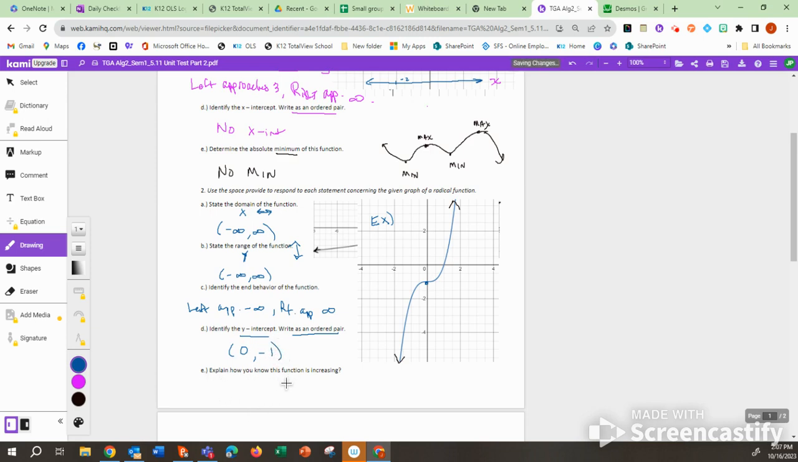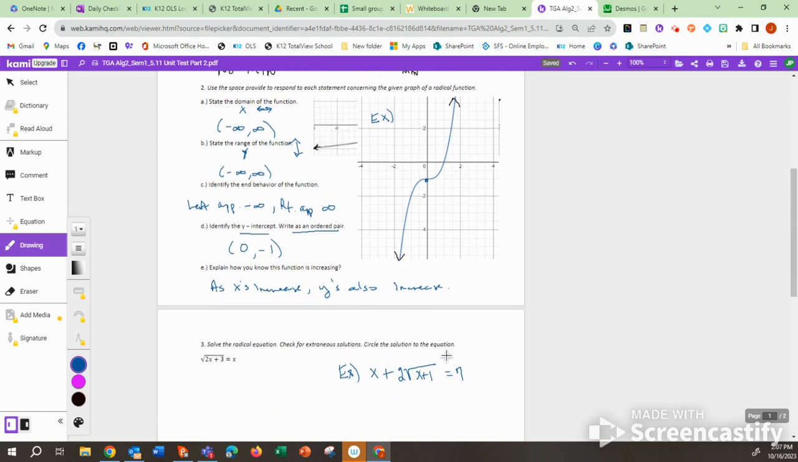E says explain how you know the function is increasing. You could say a couple different things, but as the x's increase, y's also increase. It's probably the best way to say that. All right, that's number 2, A, B, C, D, and E.